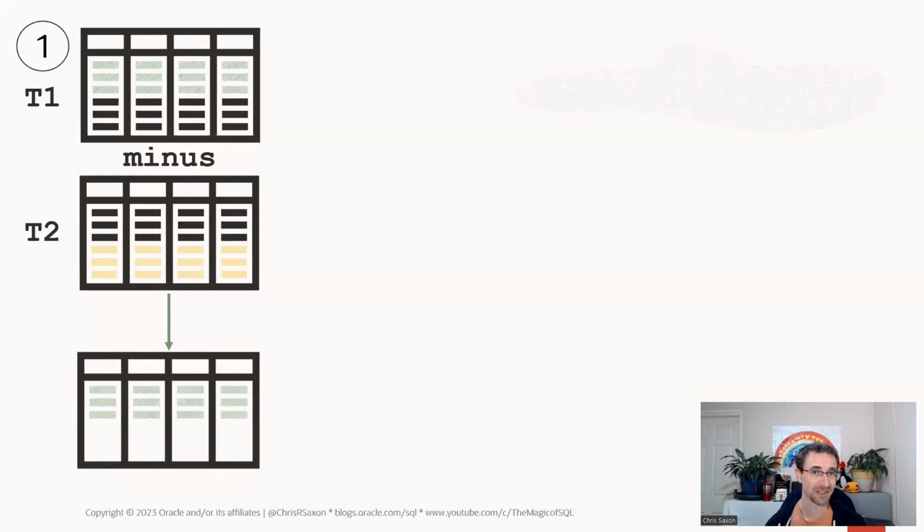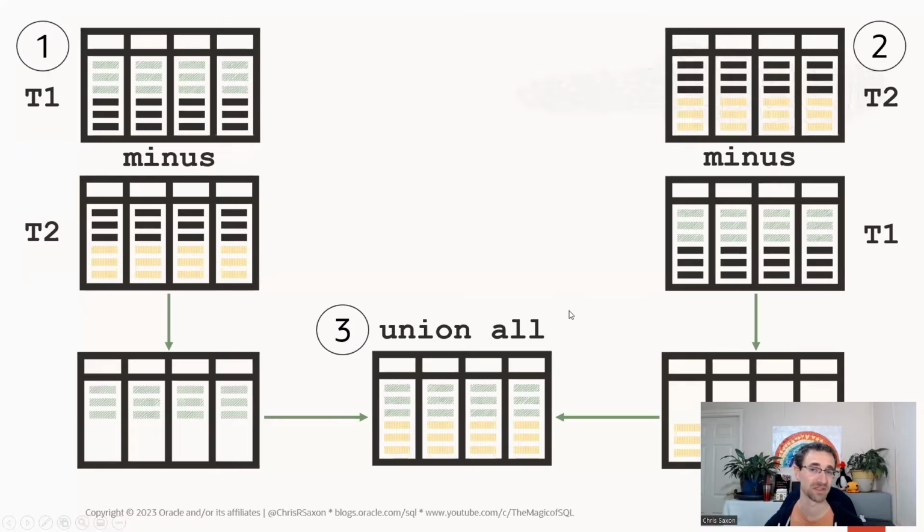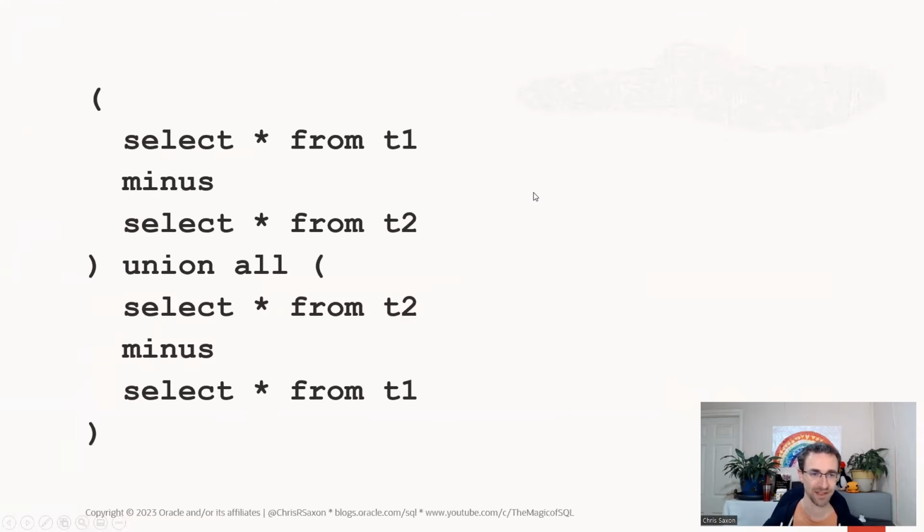We want to do the reverse as well. So essentially, we just need to flip the operations around and say we have T2 minus T1. So this gives us everything in the second table, not in the first. So now we've got our two data sets. Everything in the first table, not in the second. Everything in the second table, not in the first. To return that all as one query, we just union all the results together. So we can have a process a bit like this. Each table minus the other, and then union the results together. So as a SQL statement, that would look something a little bit like this. And I've got the parentheses around this just to ensure we enforce correct order of operations.